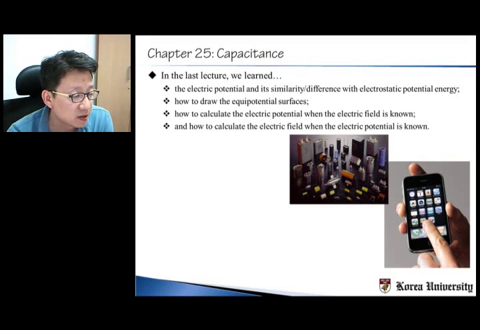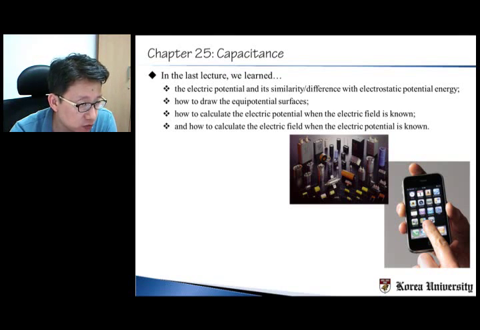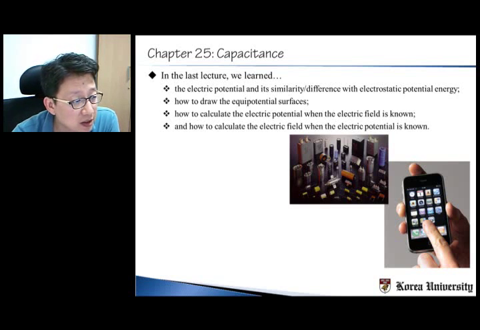Okay, just like always, let's make a brief review of last week's lecture before we move on to this week's lecture. In the last lecture, we learned the electric potential and its similarity and differences with respect to electrostatic potential energy. We also learned how to draw the equipotential surfaces, how to calculate the electric potential when the electric field is known, and finally, how to calculate the electric field when the electric potential is known. And then in this chapter, we will study the capacitance.